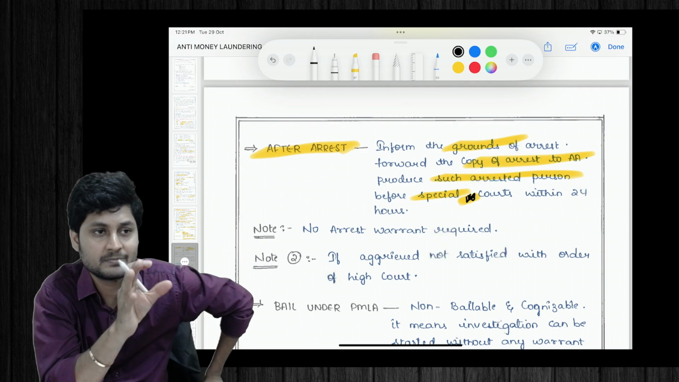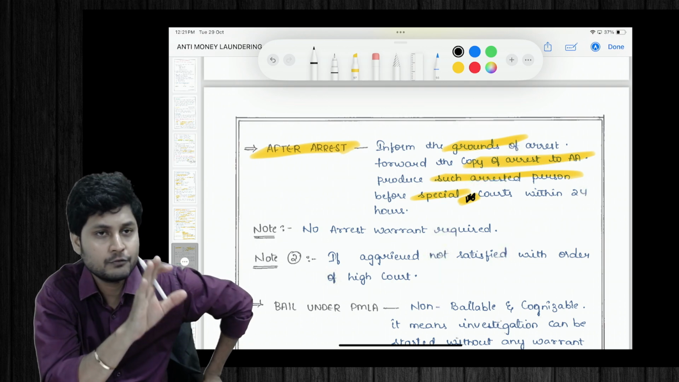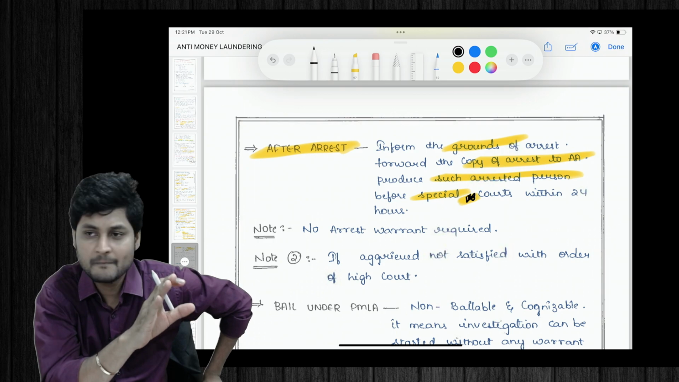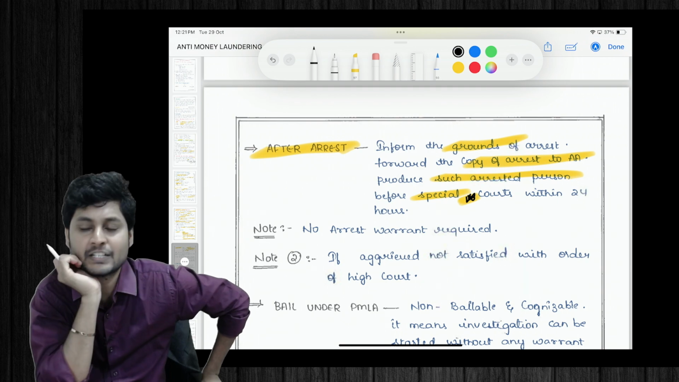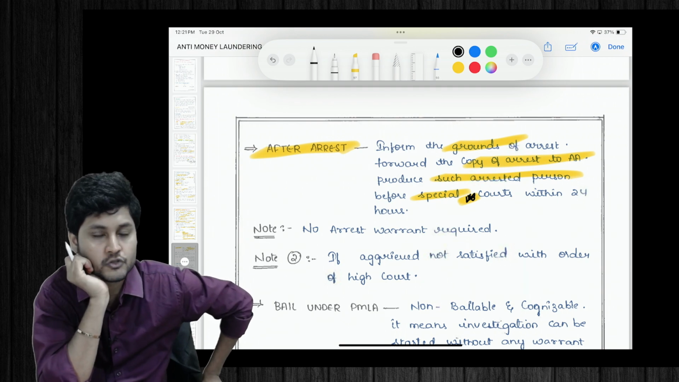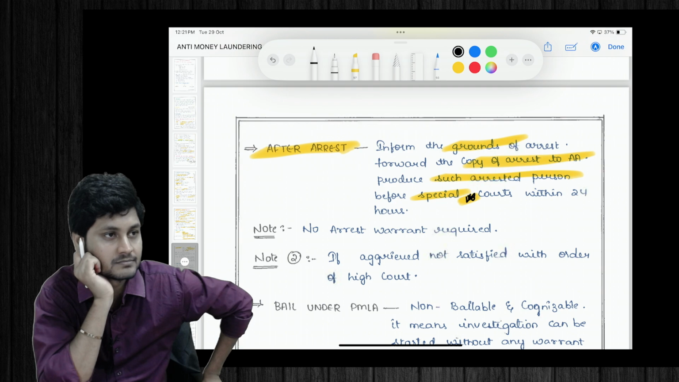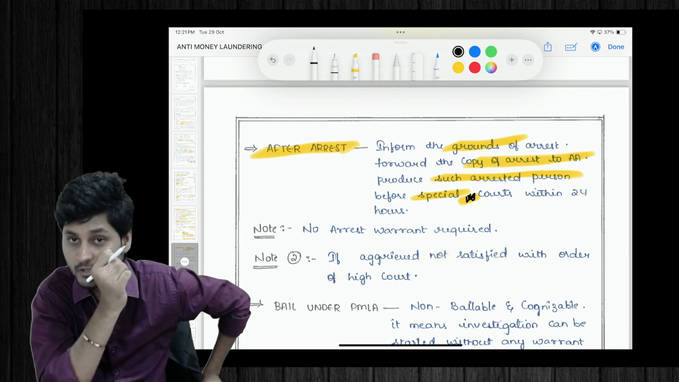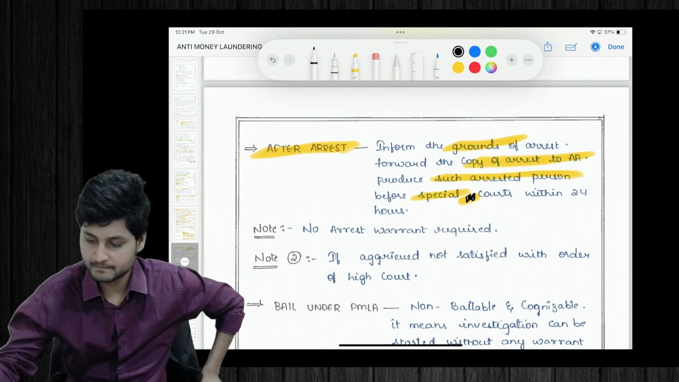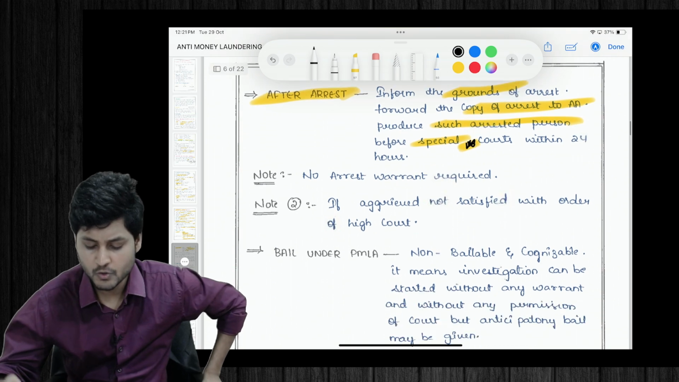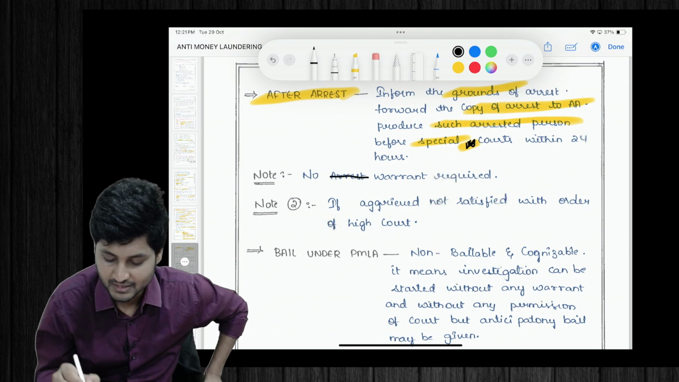After a person has been arrested, within 24 hours, okay, with whom we need to produce them? Special courts ముందు 24 hours లో we need to show them. Before that special court he should be appeared. The arrested person must be appeared within 24 hours. అతను appear అవ్వాలంటే we should produce. Okay. Next one, note. No arrest warrant required. This is important. No arrest warrant required.